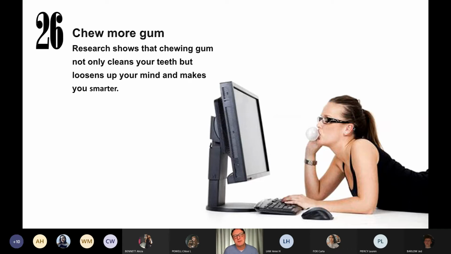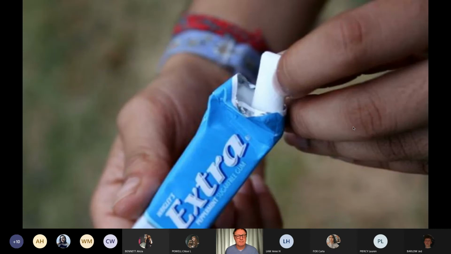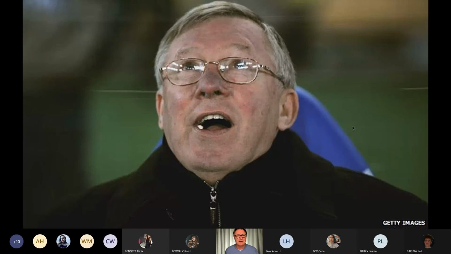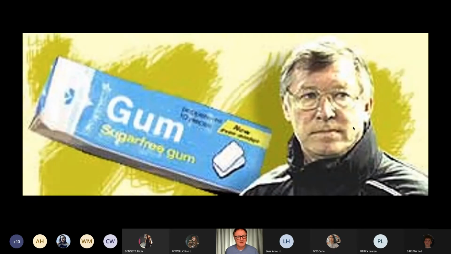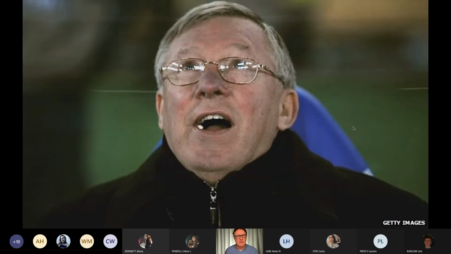Research shows that chewing gum not only cleans your teeth, but loosens up your mind and makes you smarter. The way that one works is, say you're chewing something like gum. Think of Ferguson, the Manchester United manager for many years who constantly chewed gum from the sidelines.